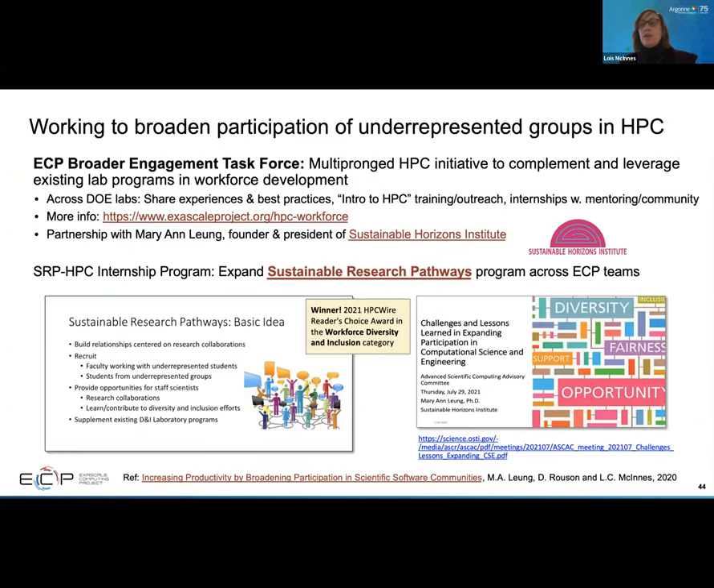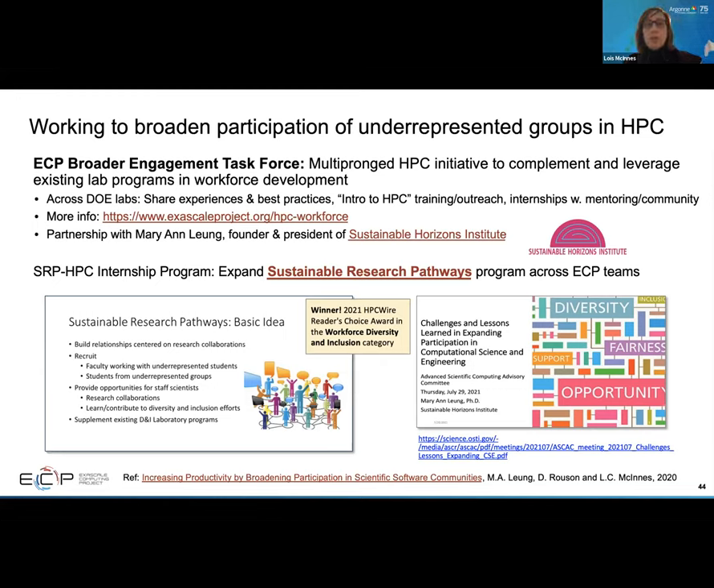So one of the newest areas of work in the Exascale Computing Project overall is working to broaden participation of underrepresented groups. So this initiative is not limited to the IDEAS Project, but here I'm speaking really on behalf of our whole community in the Exascale Computing Project and the collaborating computing facilities. We've started recently a task force on broader engagement, and I'm co-leading that task force along with Ashley Barker, Julia White, and Dan Martin. And together we have representatives from across the various labs and computing facilities where we've come up with a three-pronged approach.